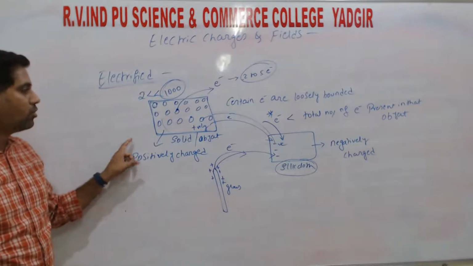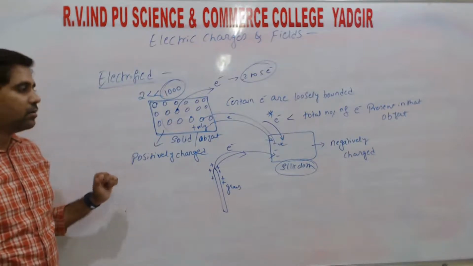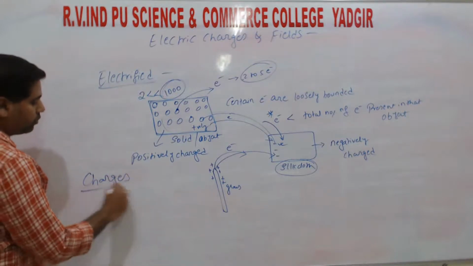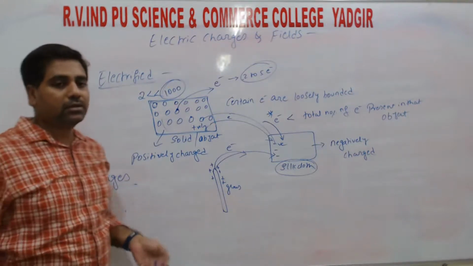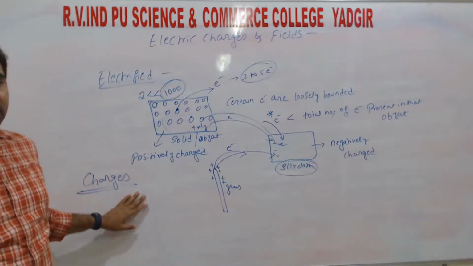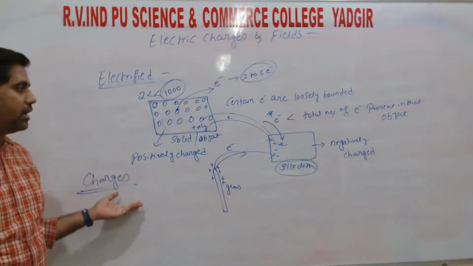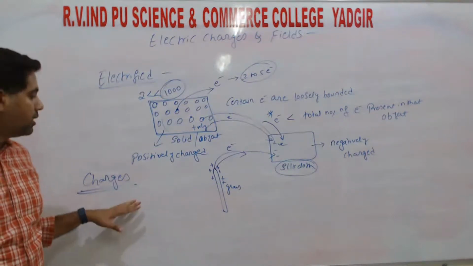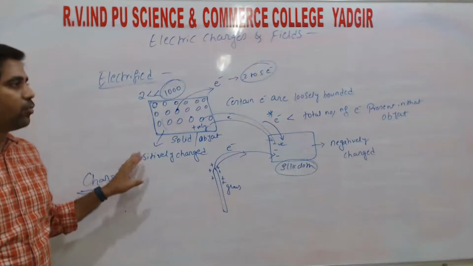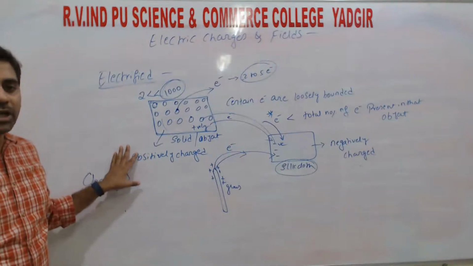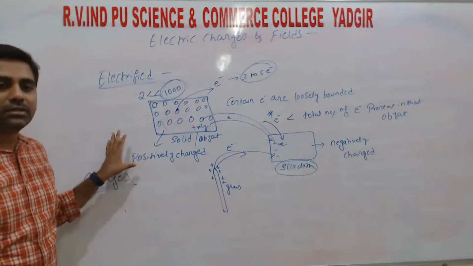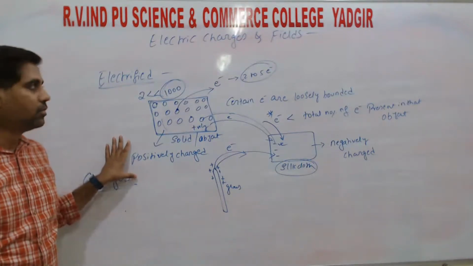So this is about the charges, right? From this we defined what charges are. The unit of charge is the coulomb, and it is a scalar quantity. Next is how they get charged. They are named positive charge and negative charge, right? Like charges repel each other and unlike charges attract each other, right?